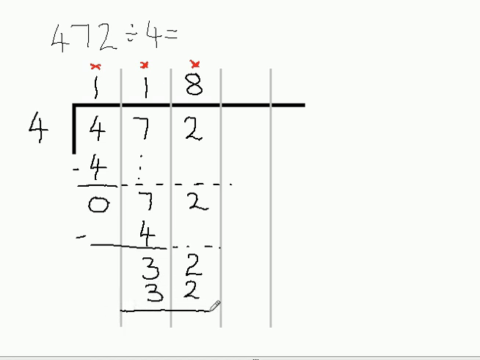And we can see that with top minus bottom, we get 0. So this has a remainder of 0. So 472 divided by 4 is equal to 118 with no remainder.